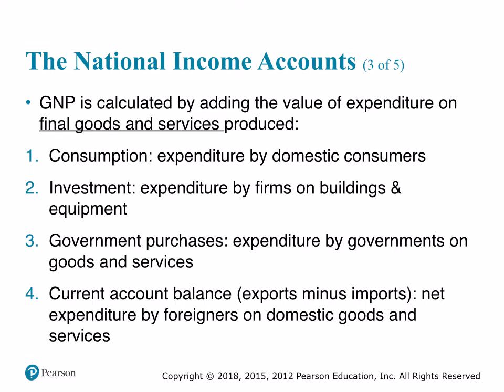Then what is a current account balance? Current account balance is always a difference between exports and imports. Exports minus imports refers to net expenditures by foreigners on domestic goods and services. And CA, the current account balance, is always found by the difference between exports and imports. But you have to find it by applying the strict formula: exports minus imports, which refers to net expenditure by foreigners.